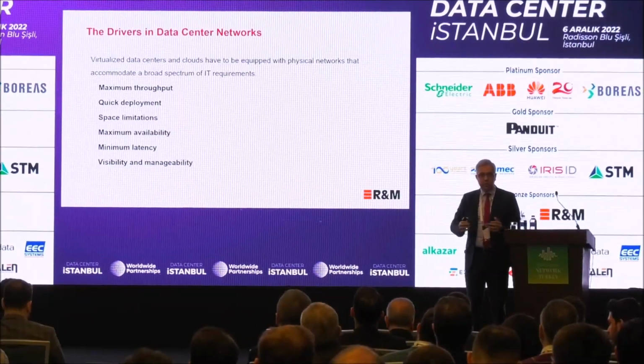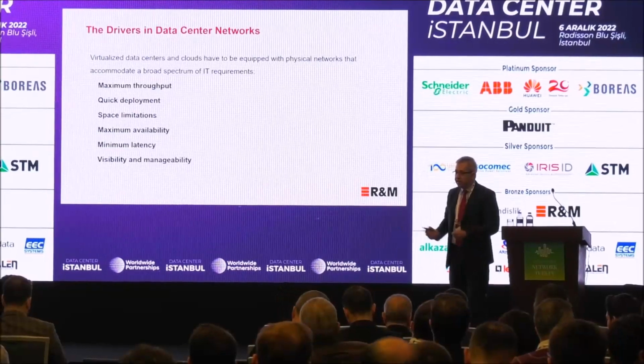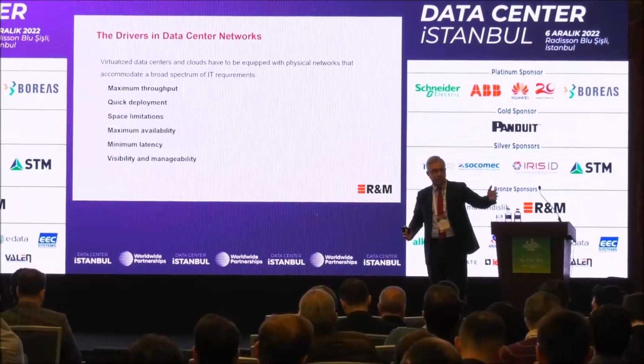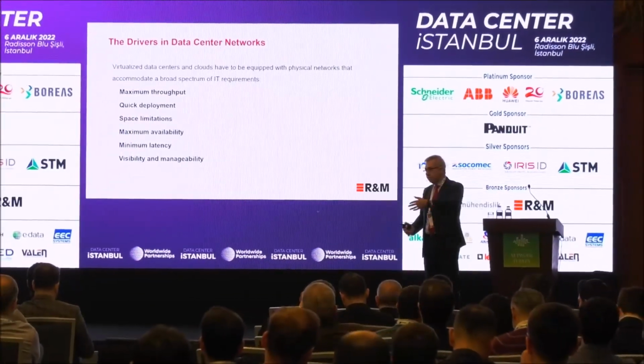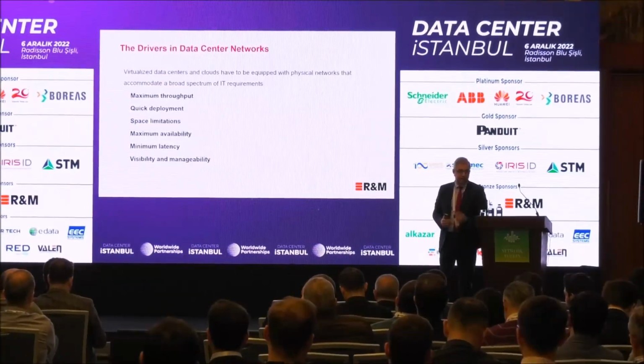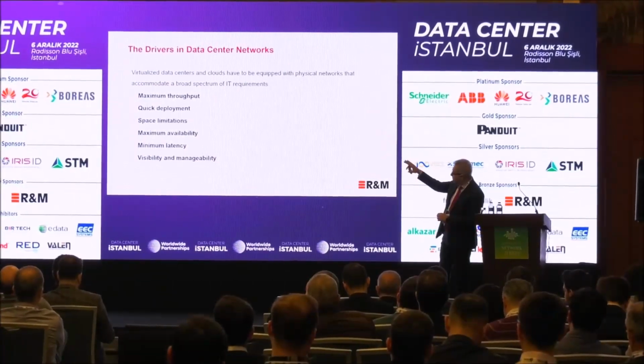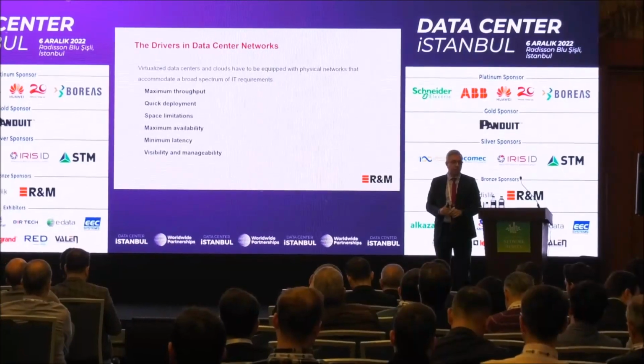The first point is, of course, the throughput. If I have 1G at the desktop, 10G at the desktop, I need to make sure that I have 40G, 100G, 200G, and more on the access and core of the data center. So maximum throughput is very important, but it's not the only thing.